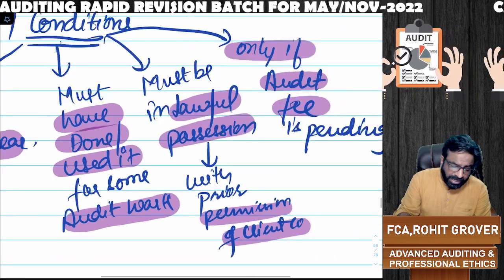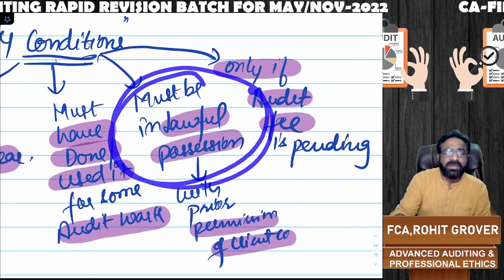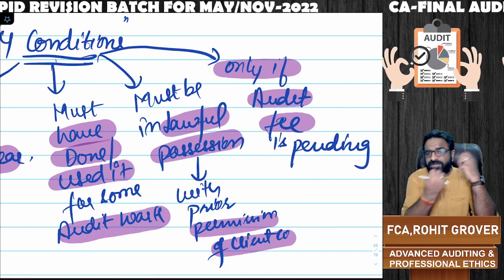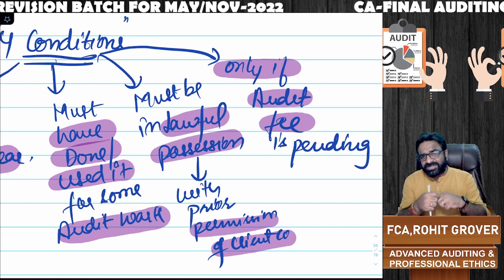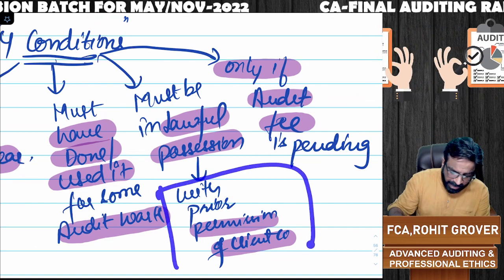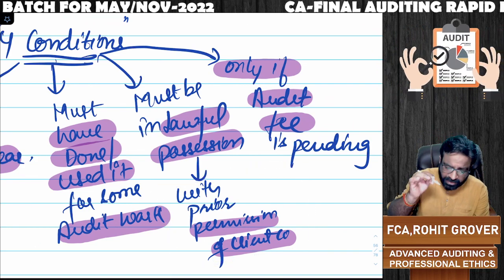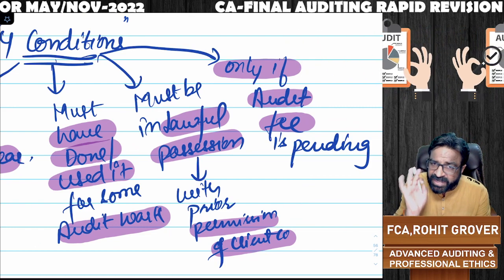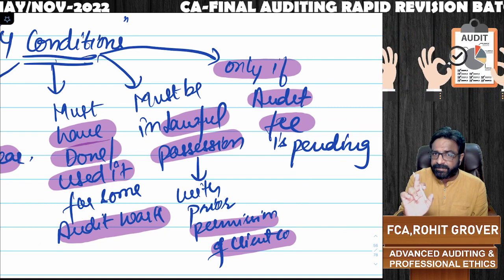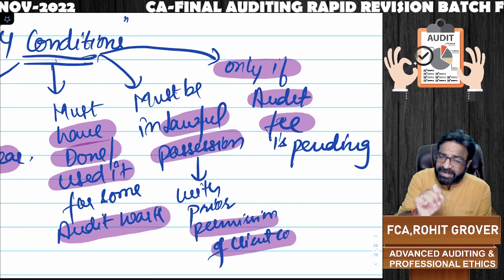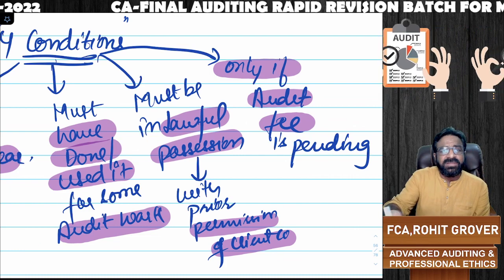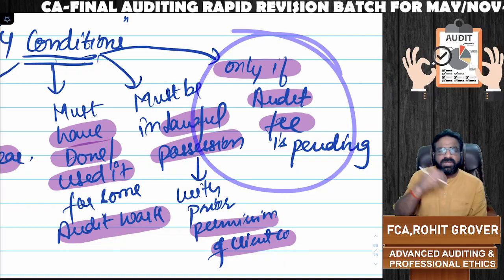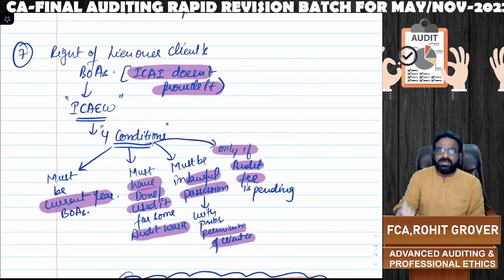Next point. It must be in your possession in a lawful manner. You are not allowed to use any unlawful means to get possession of those books. They must have come to your custody in a lawful manner, that means with the prior permission of the client. And the most important, only if your audit fees is pending, not advisory fees. If your audit fees is pending, then only you can have the lien over the books of accounts. If your advisory fees is pending, you are not allowed to have the lien. Is it crystal clear? Yes or no?